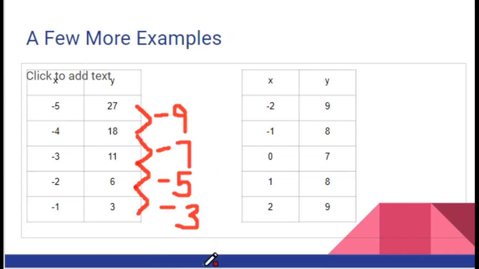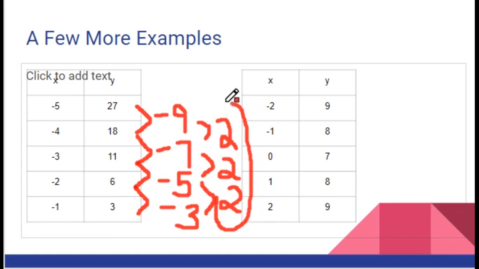I'm going to now look at the pattern of that pattern and see what happens. To go from -9 to -7 is going up 2. From -7 to -5 is a positive 2. And from -5 to -3 is also going up 2. Because my second difference is constant, this table is quadratic.